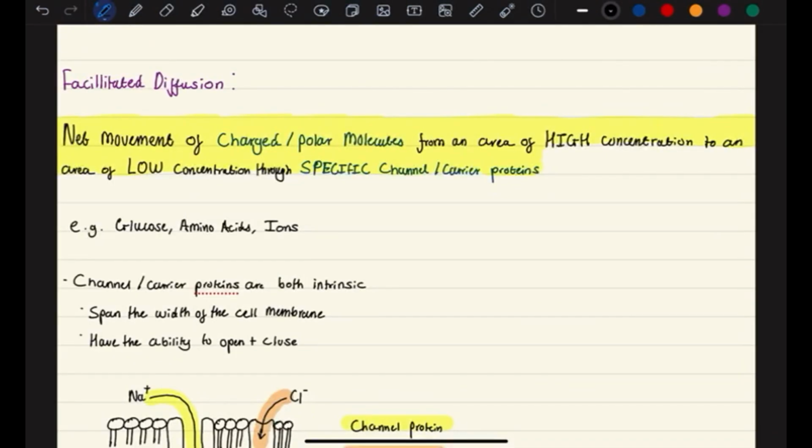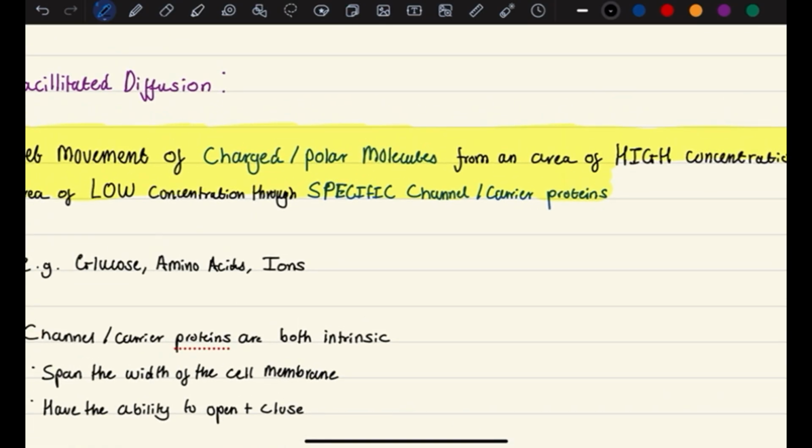Okay, so we're going to get a bit fun with it now. We're going to introduce something new, and that's going to be facilitated diffusion. Now, let's define it. The net movement of charged or polar molecules from an area of high concentration to an area of low concentration through specific channel or carrier proteins. Now, you see in blue, those are the points. Guys, put it down. That will get you the marks in the exam. Yeah, put them down. Cool.